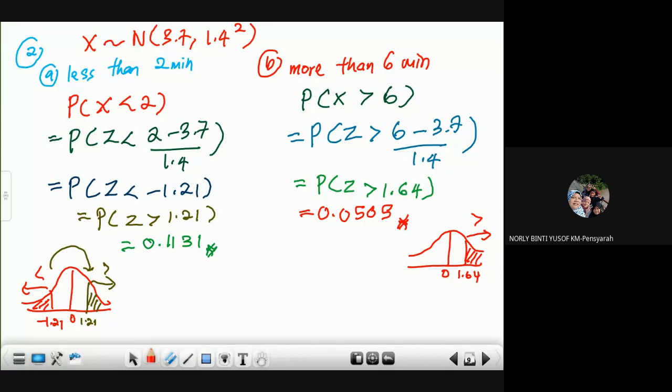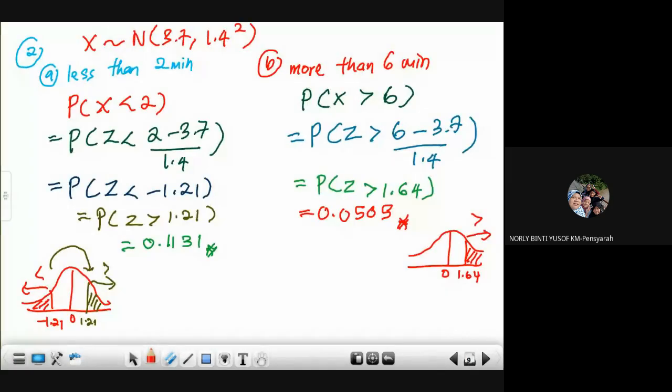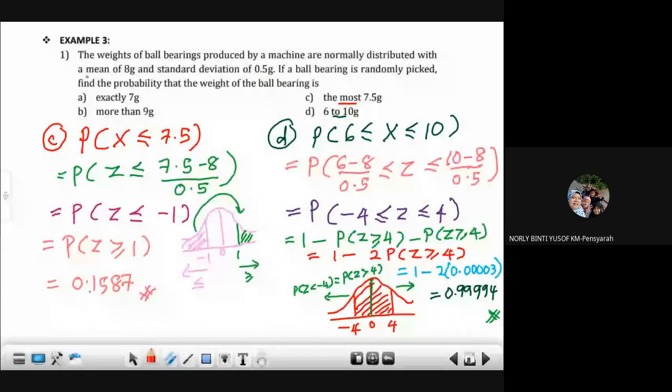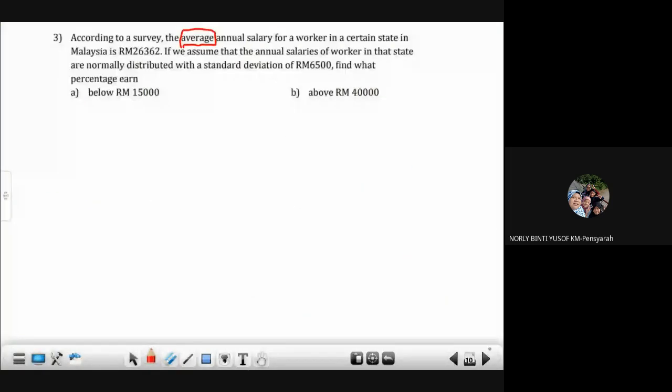Okay. Then go to example 3. According to a survey, the average annual salary for a worker in a certain state in Malaysia is 26,362. What is given here? When you read, notice the word average. Usually in questions, like the previous ones, there is the word mean and standard deviation, right? In a question like this, you have no word mean, but you have the word average. Average is actually the mean. So do not be scared when reading the question. And it says normally distributed, so of course it is normal. It is stated there.